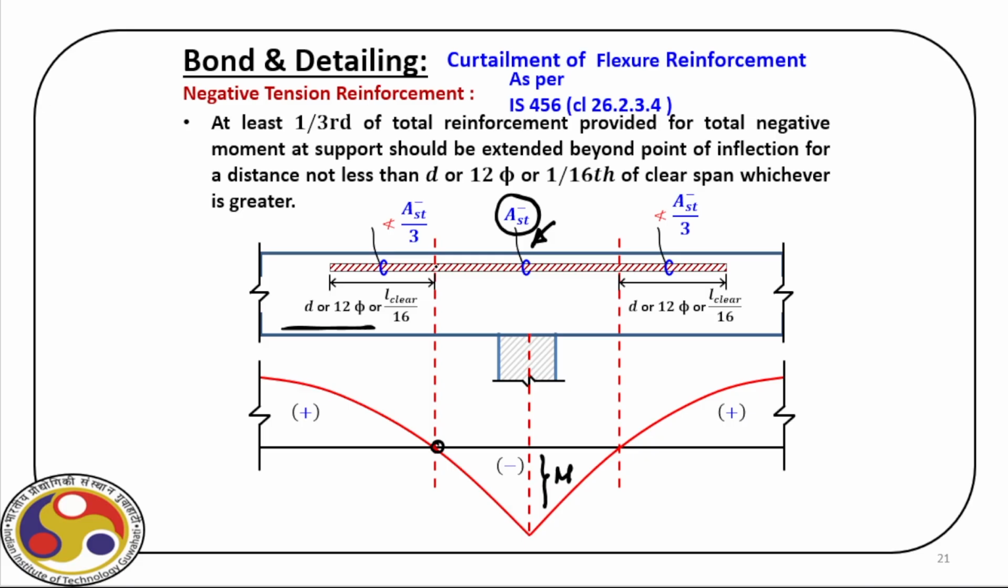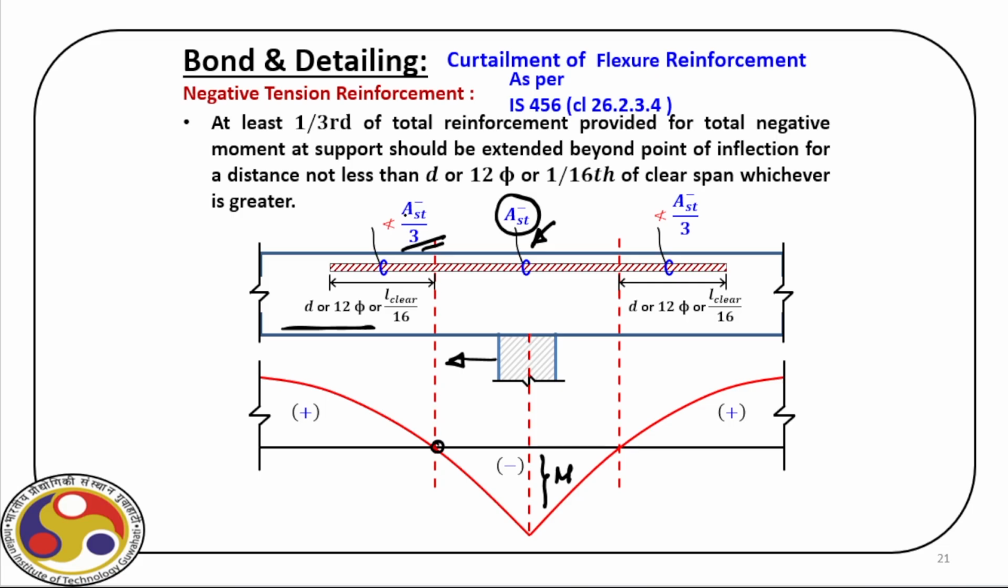So we can theoretically curtail this bar at this point, but again we have to provide some additional length. And what is that? D or 12 phi or L clear, that is the clear span, divided by 60, whichever is greater. So that is the length for the rebars following this condition.